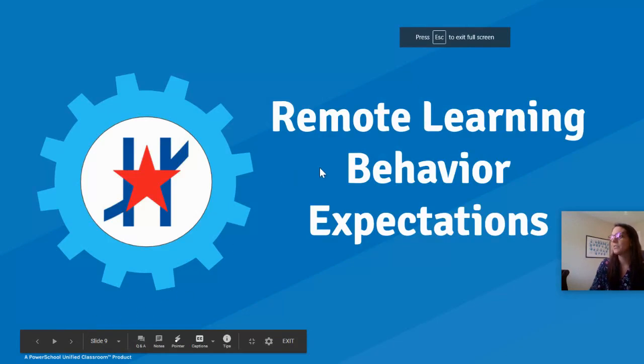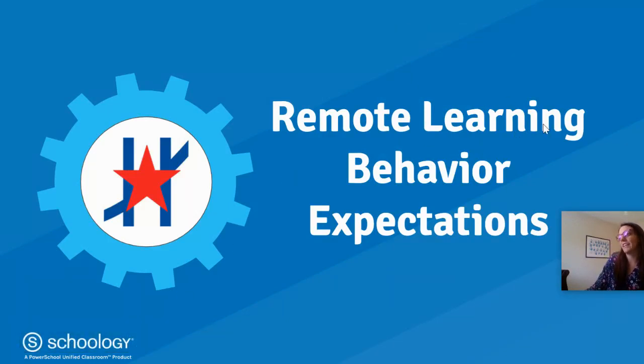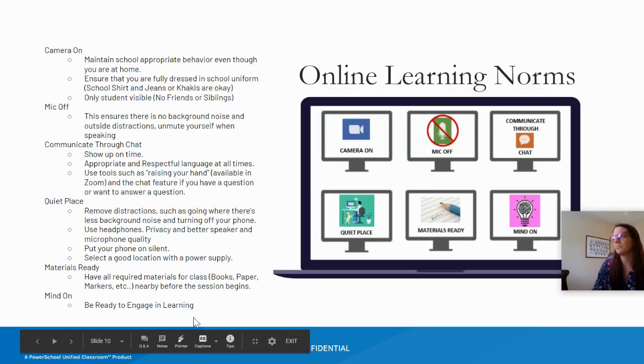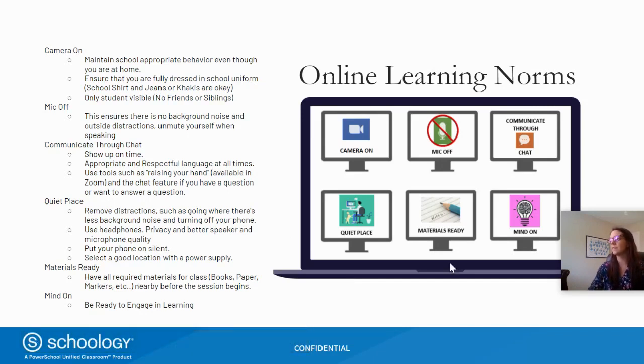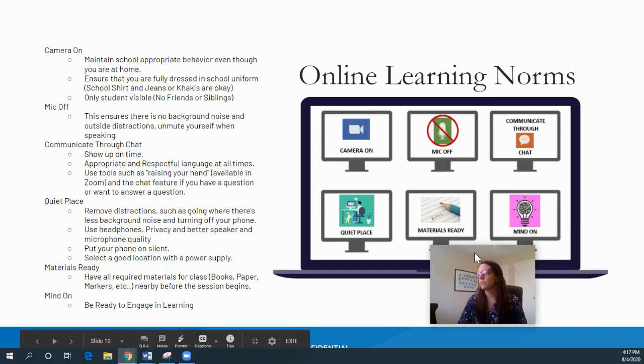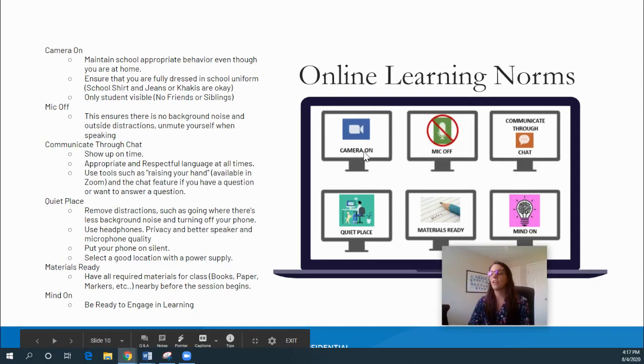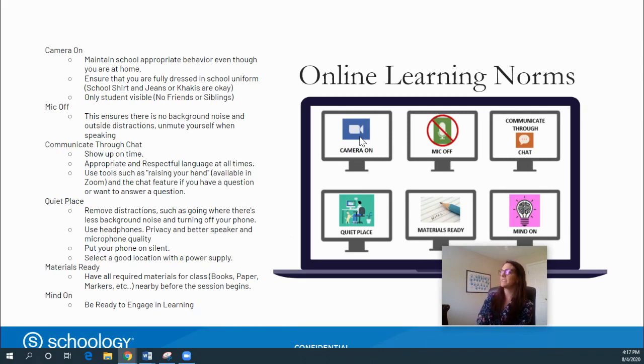Okay, so now for our remote learning behavior expectations. We have a few norms. There's 6 of our online learning norms that all of our students are going to be asked to follow. The first one is having our cameras on. So we want to maintain school appropriate behavior even though we're at home, and we can help do this by being able to see the students.